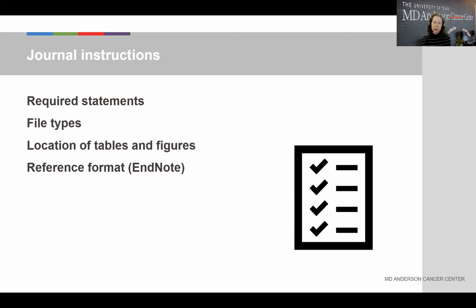For file types, some journals will specify, for example, that the manuscript can't be submitted as a PDF. It needs to be submitted as some kind of Microsoft Word document, something that's editable by a text editor. Or they may say that you cannot submit tables in Excel format. So just pay attention to that. And then also most journals will specify where the tables and figures should be, either right after the discussion section or at the very end of the manuscript, sometimes in a separate document from the main text.